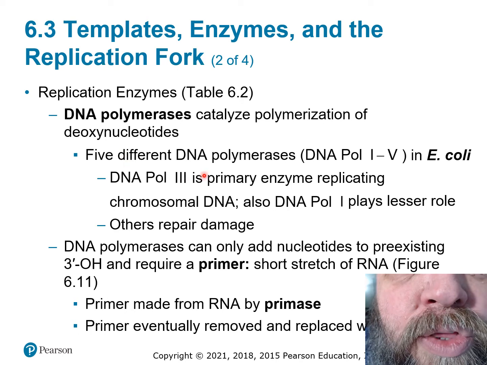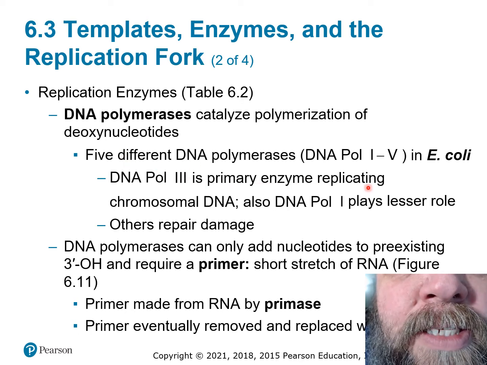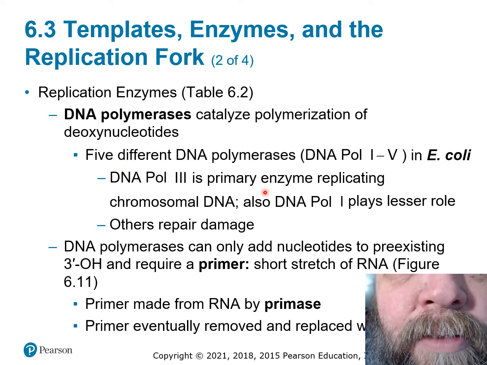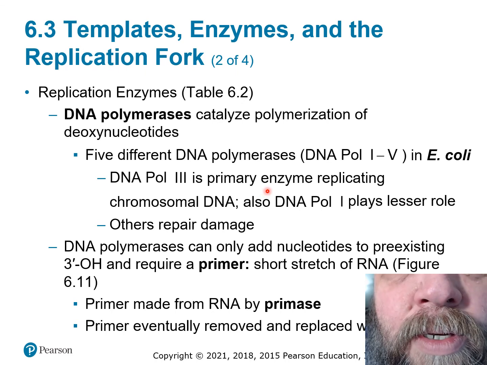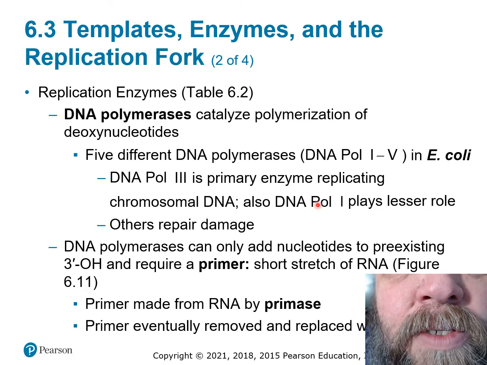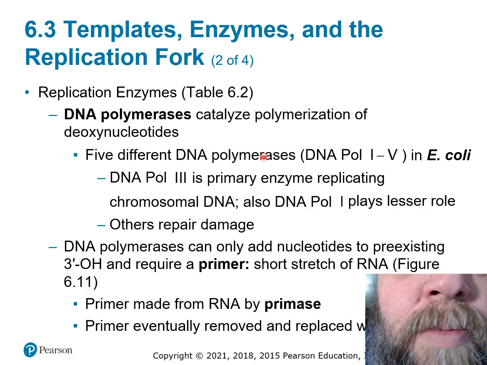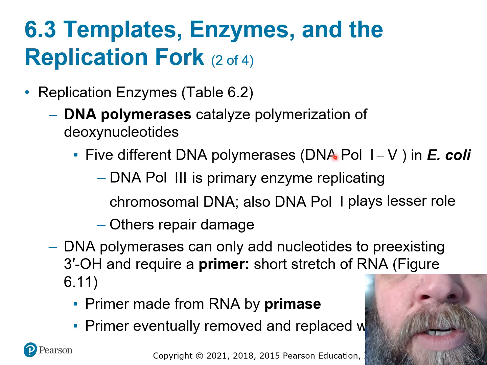DNA polymerase 3 is the primary enzyme replicating the DNA. Why is 3 the most important one? Why isn't it 1 or any of those? Basically, they're ordered in how they were found. Hey, here's the first one we found. Well, here's another one. Oh, this will be 1, this will be 2, and so on. Turns out 3 is the one that does the most work.